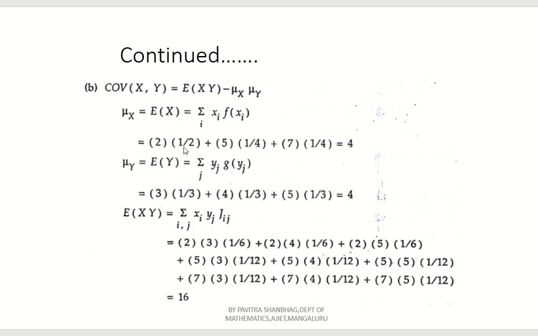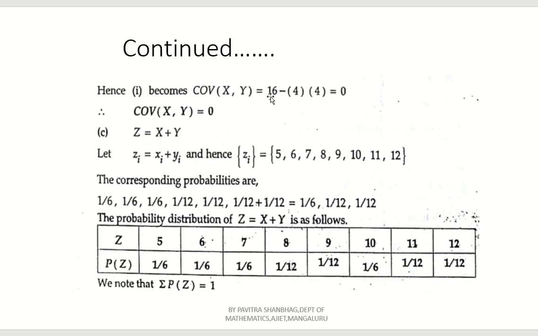Now substitute back in this formula. What is covariance of XY? E of XY minus mu x into mu y. 16 minus 4 into 4. So what will we get? 0, right? 16 minus 16, 0.